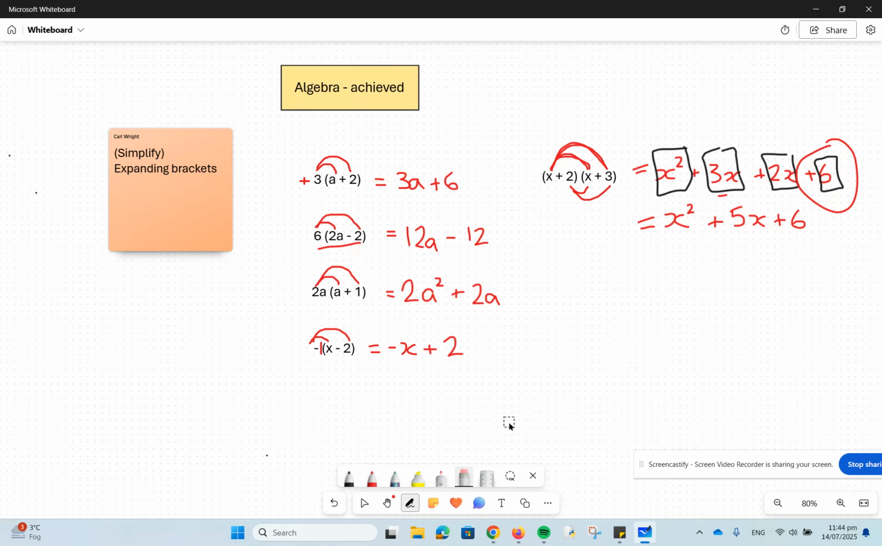And hopefully you are now a master of expanding brackets, whether they're double brackets or just single brackets like that. You can do any of them. And I'm hoping you'll be able to do that in your test.